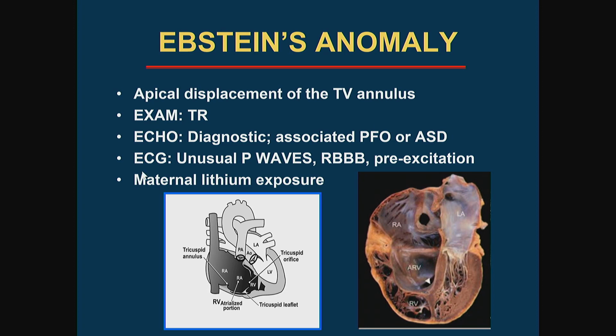On the electrocardiogram, look out for unusual P waves, right bundle branch block, and pre-excitation. I highlight this because patients with Epstein anomaly frequently have evidence of pre-excitation in Wolff-Parkinson-White syndrome. This condition has been associated with maternal lithium exposure, but can also develop in the absence of such exposures.